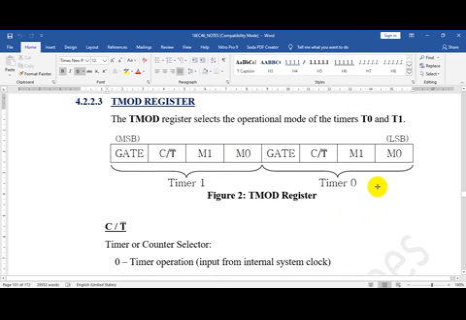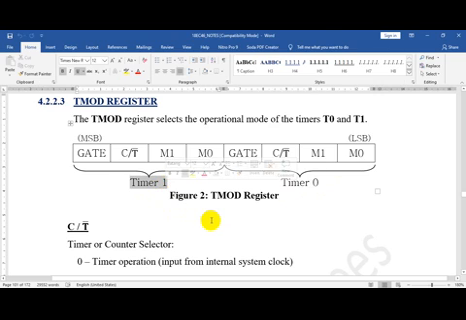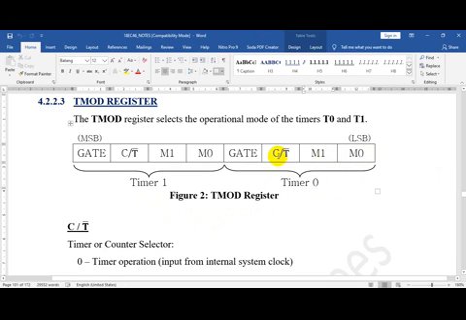Now if you see this register, the lower 4 bits are for timer 0 and the next 4 bits are for timer 1. If you see the bits, you have M0, M1, counter or timer, and the gate bit, similarly for timer 1.